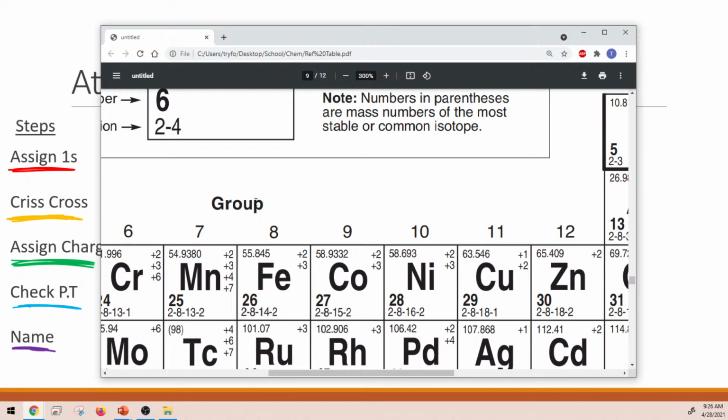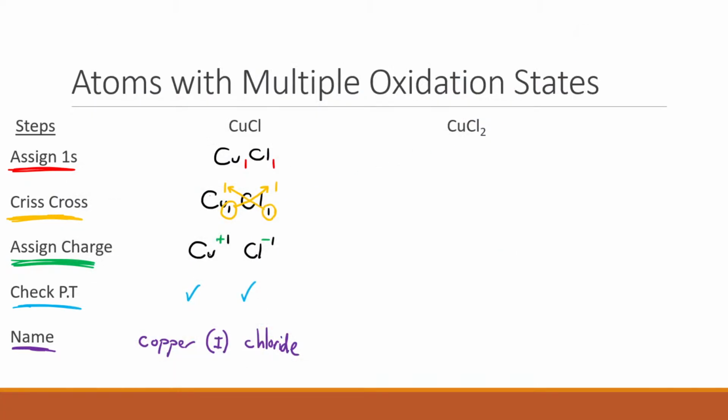And yes, so the Roman numeral always matches the positive charge. Whatever number you get here, this is a 1, so this is a 1. There's also a question about what if you check the periodic table and it doesn't match up, we're going to get to that in a minute.